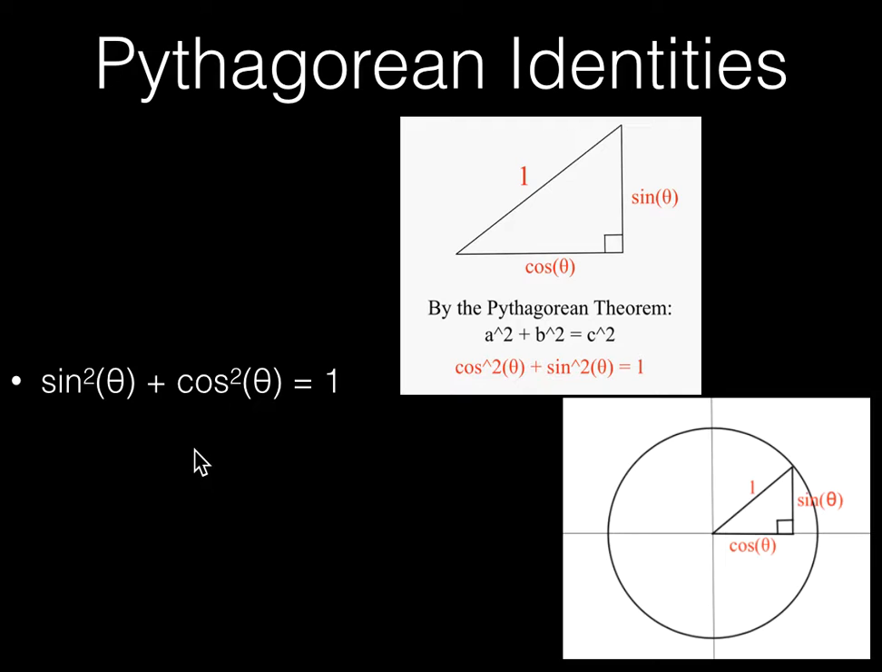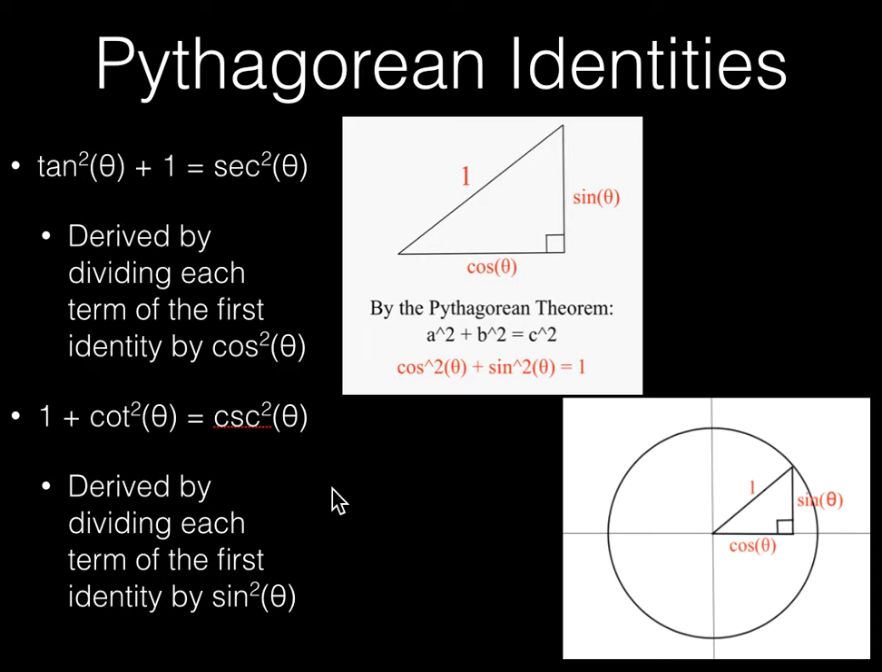Here we have the Pythagorean identities. The first one and most important one is sine squared theta plus cosine squared theta is equal to 1. Basically, we derive this by constructing a right triangle within the unit circle. And you know that this leg here is going to be sine, this leg is going to be cosine, and the hypotenuse is going to be equal to 1. So if we plug that into the Pythagorean theorem, we get that cosine squared plus sine squared is equal to 1.